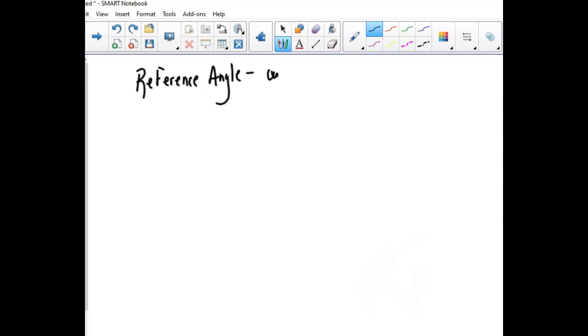Okay, so a reference angle is an acute angle, so that means it's less than 90 degrees and it's positive, made with the closest x-axis.